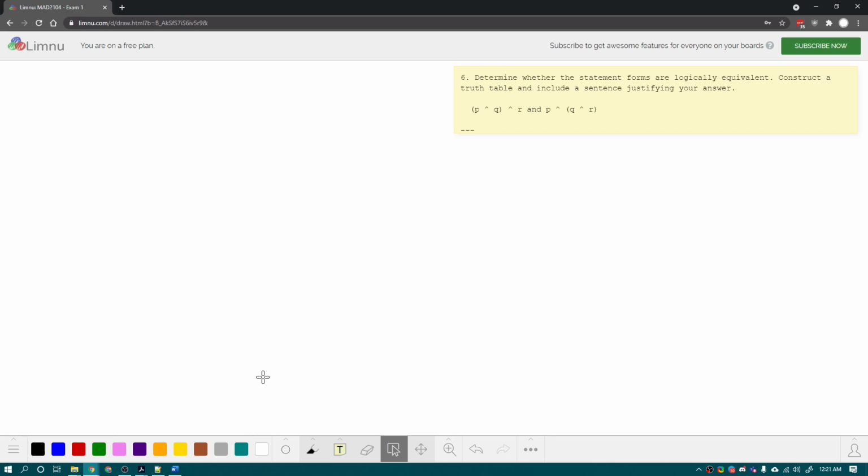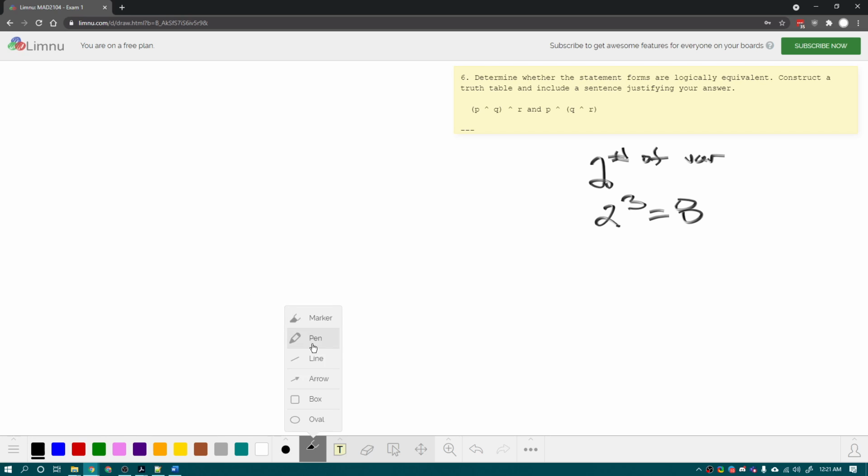All right. So I'm going to start by drawing some lines. Actually, before I do that, let's calculate how many rows we need. To do that, it is 2 to the number of variables. How many variables do we have? We have P, Q, and R. So that's 2 to the 3, which is 8. So I know that I need 8 rows. Okay. So let me start drawing a truth table.